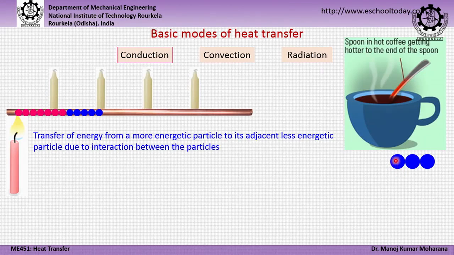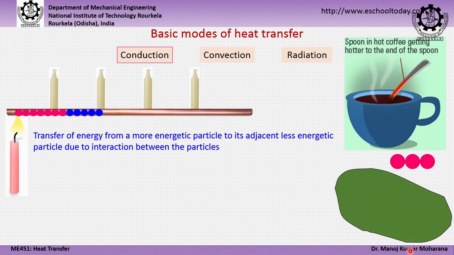Here also this is the first molecule which gains energy from this hot coffee or tea, then its temperature increases, then it gives some energy to its neighbor. This second neighbor is towards the other end of this spoon here. So, in the process there is a heat transfer by means of conduction along the length of this spoon.